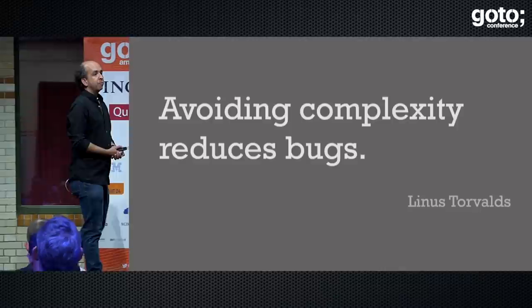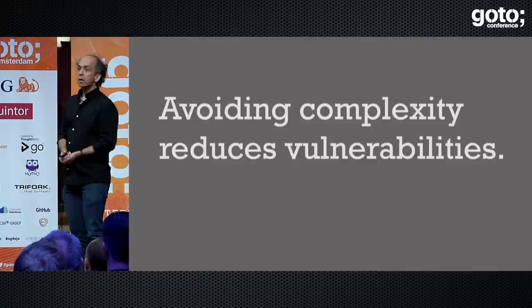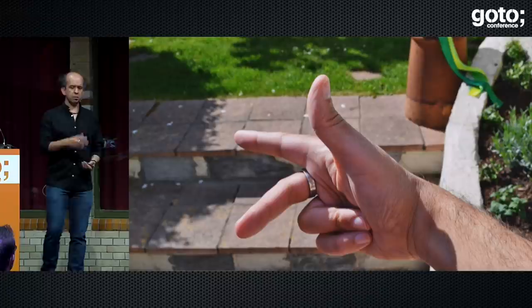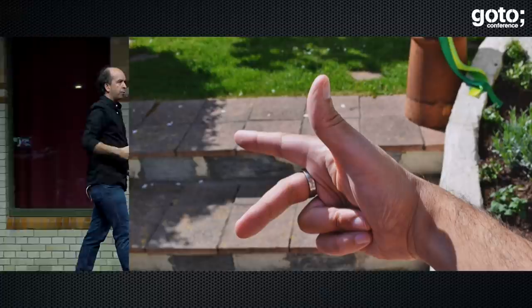Complexity introduces bugs, so therefore avoid it where possible. And this is the other aspect. It reduces vulnerabilities. If you avoid complexity, it reduces vulnerabilities. So what do we normally talk about when we're talking about code complexity and things like technical debt and so on? We normally talk about refactoring, but I want to introduce you to a very simple kind of right-hand rule about how you reason about the changes in your code.